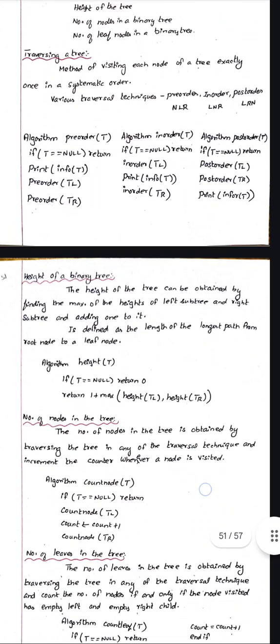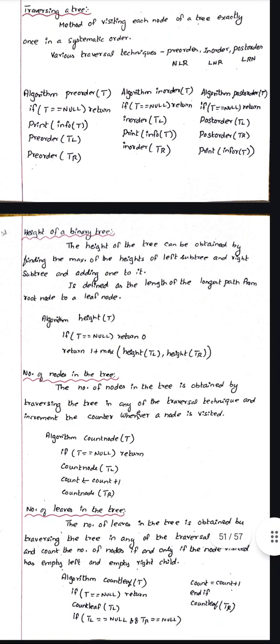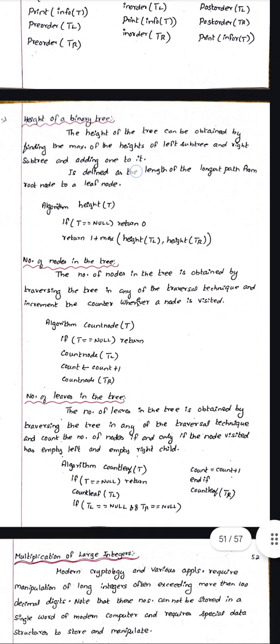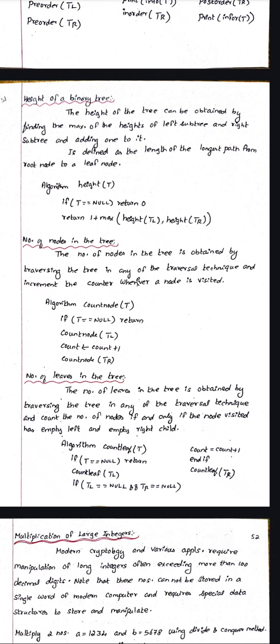Then the height of the tree can be obtained by finding the max of the height of the left subtree and the right subtree and adding 1 to it. Height is defined as the length of the longest path from the root node. Height of tree: if tree equals null, return 0. Return 1 plus max of height of TL, comma, height of TR.